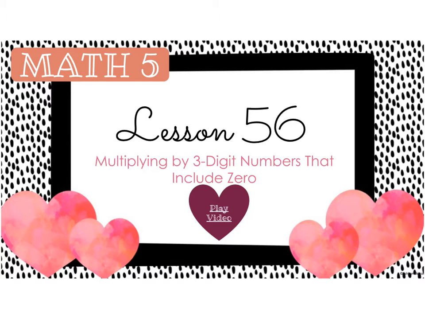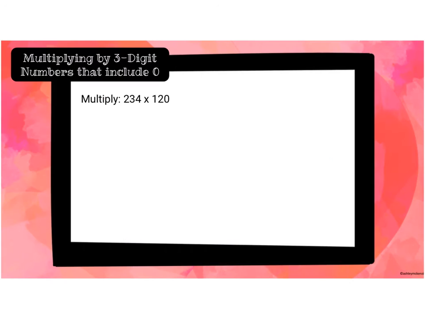Today we are talking about multiplying by 3-digit numbers. We've already done this, but these are going to include the number 0. So here's my very first example, and you can do this with me on your whiteboards if you just want the practice, but please make sure that you're paying attention.